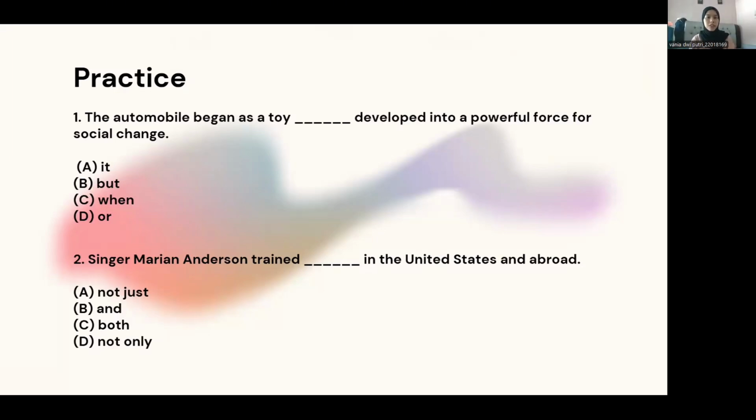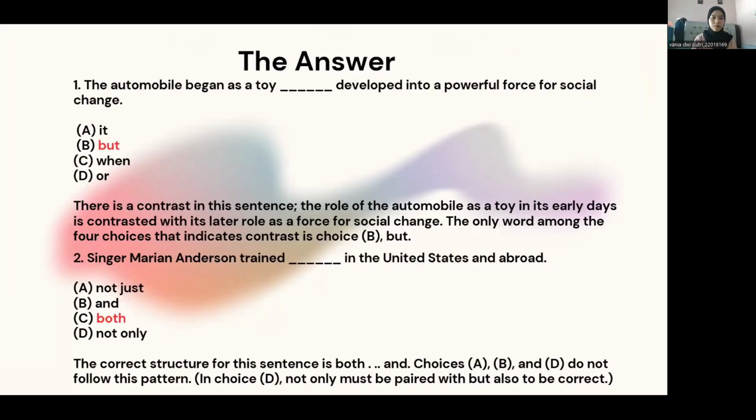Now let's practice together. The first question: the automobile began as a toy, blank developed into a force for social change. And the second one: singer Marian Anderson trained blank in the United States. Together. So the answer for number one is B, but. The role of the automobile as a toy in its early days is contrasted with its later role as a force for social change. Its contrast is choice B. That's why the correct answer is but.